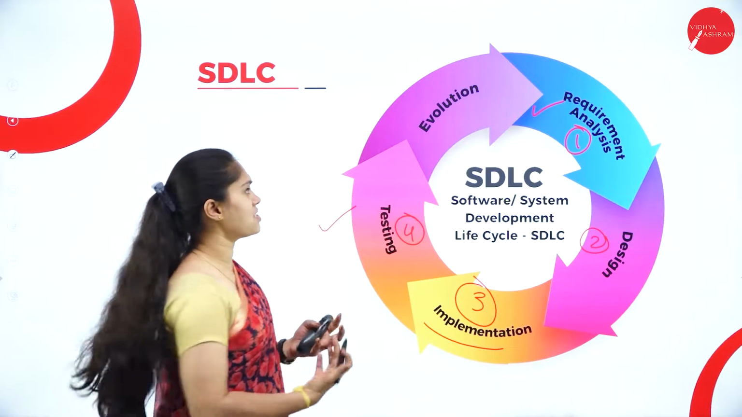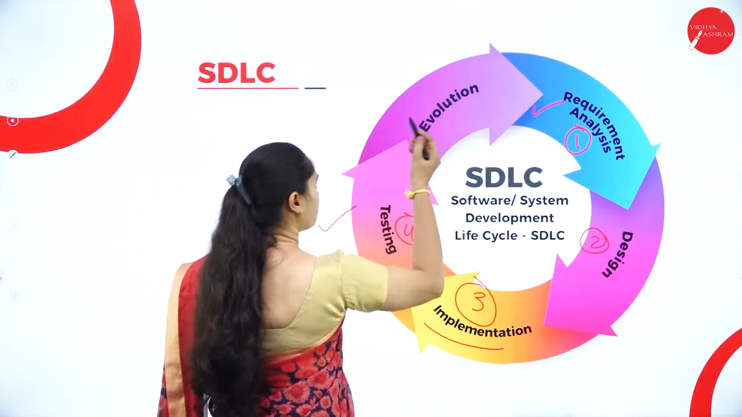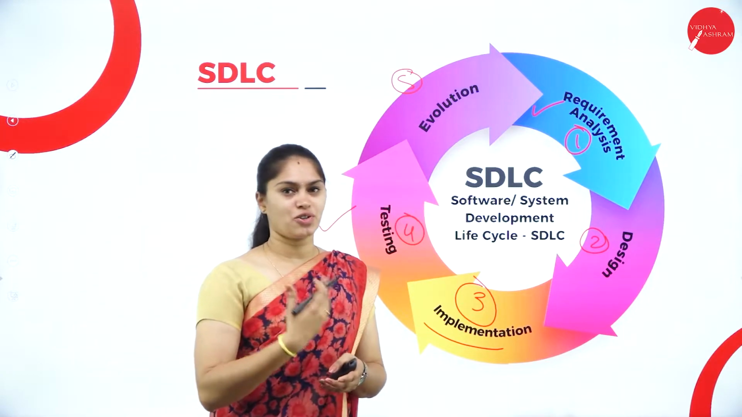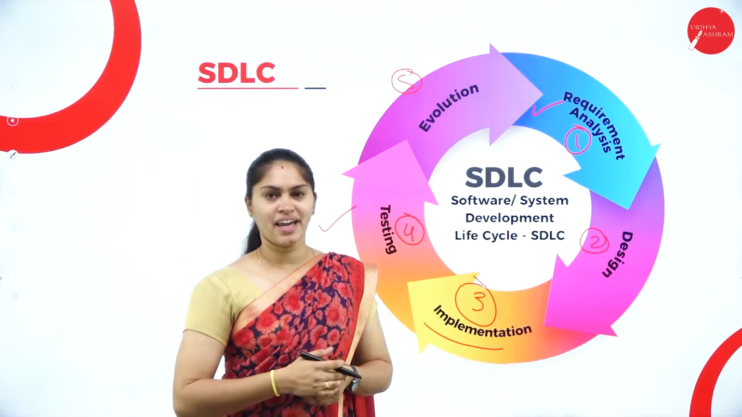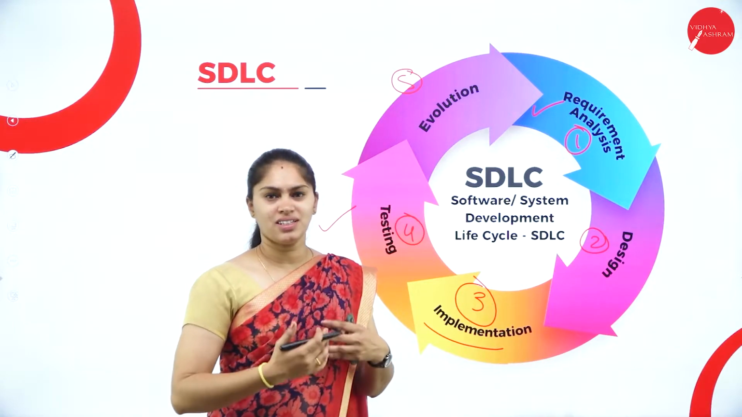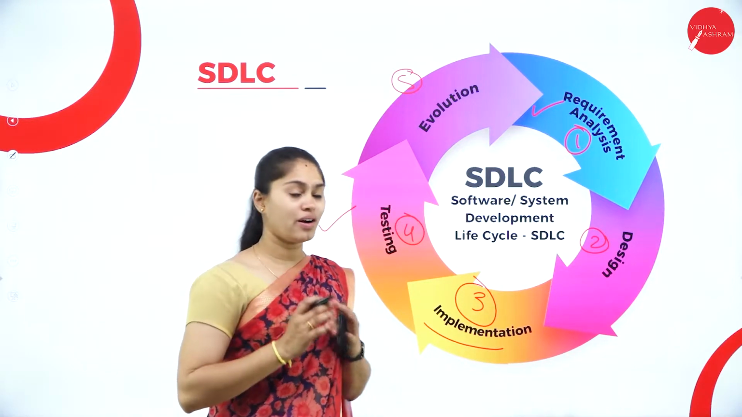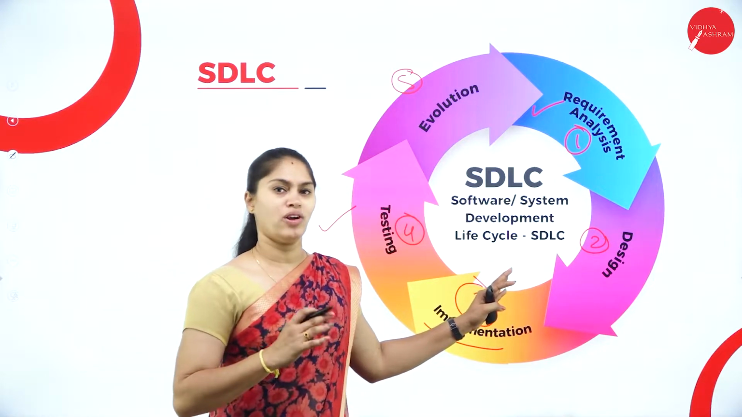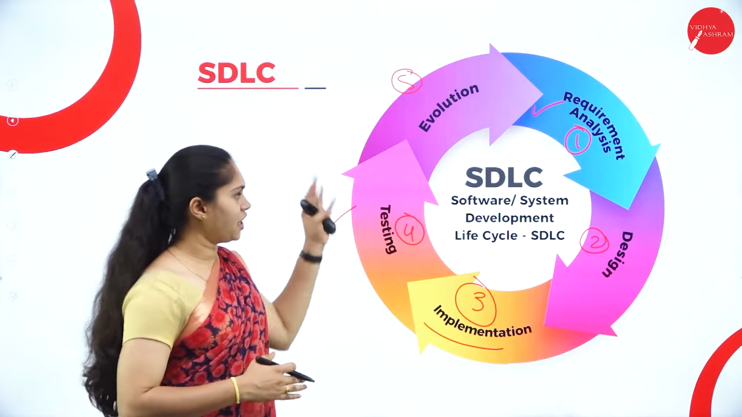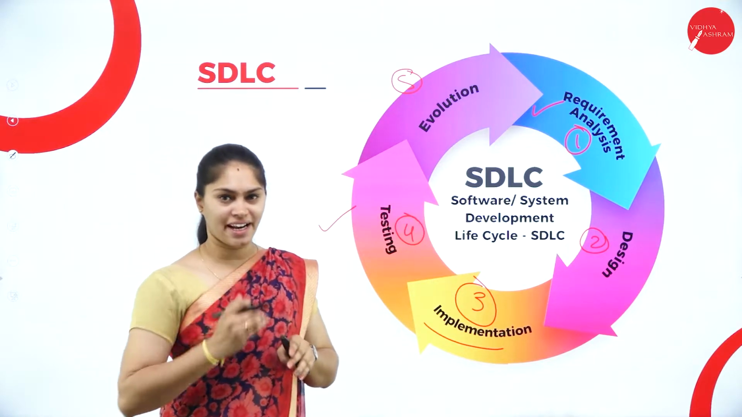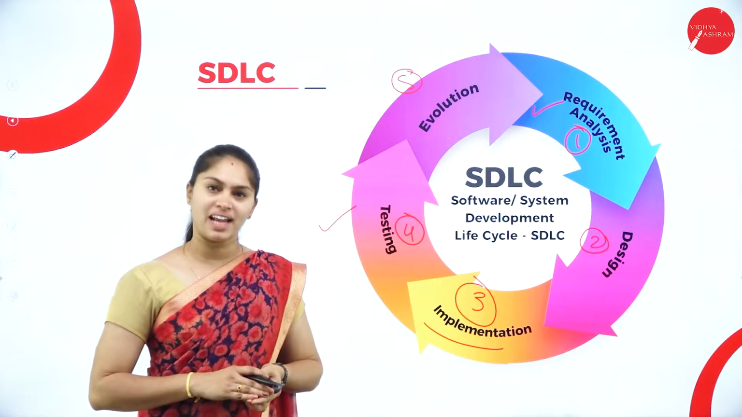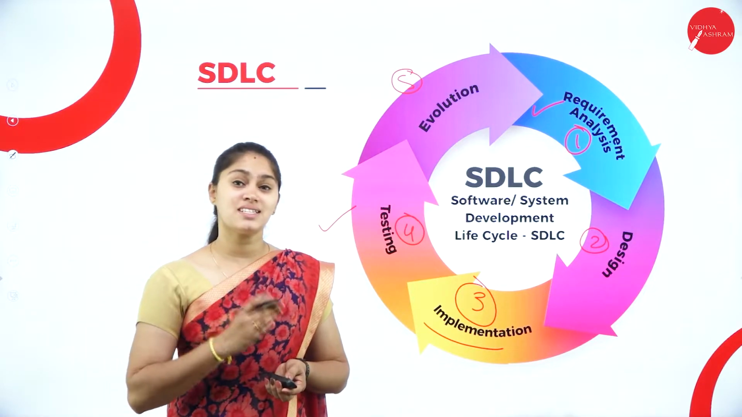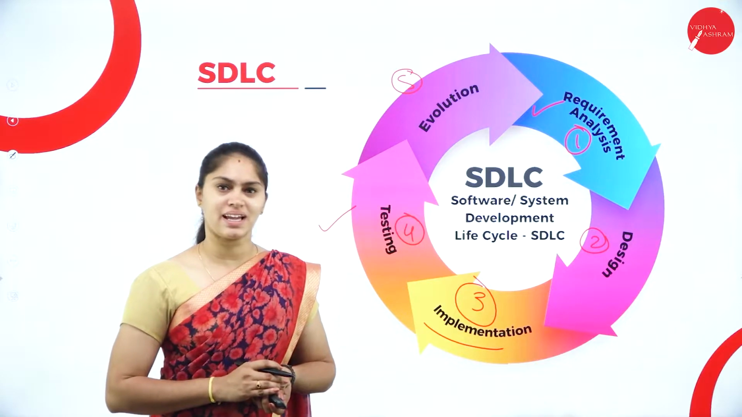Then evolution, in the sense of maintenance. For example, after certain time the user may feel that they want one more feature, or they want to remove content which was already developed. So evolution means maintenance. All these stages will be included in all the life cycle models, but the way of representing these life cycle stages will be different from one life cycle model to another. So that is SDLC, the system or software development life cycle model.